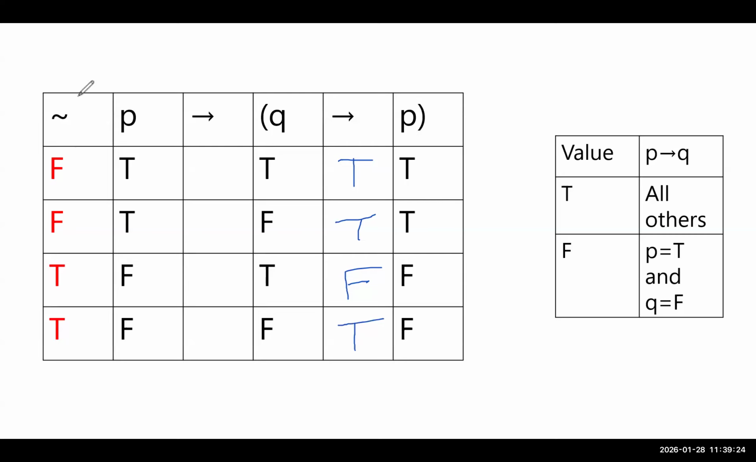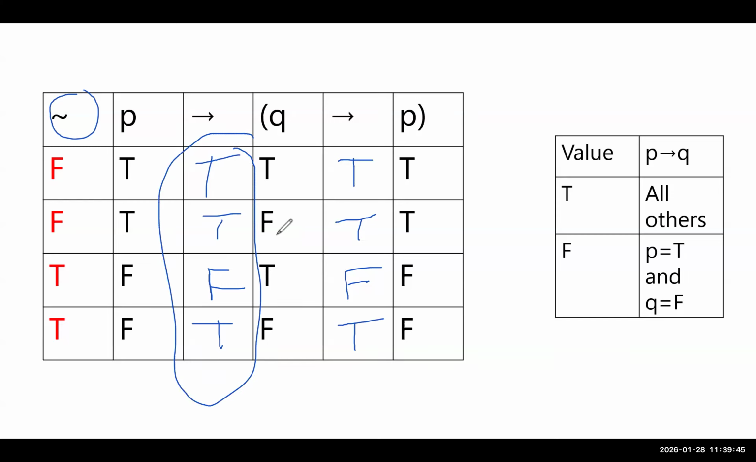So now we're going to use this column here with the negation. So false implies true is true. False implies true is true. True implies false is false. And true implies true is true. So here is our value. And again, it's contingent.